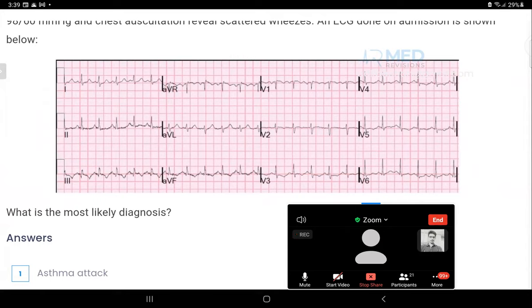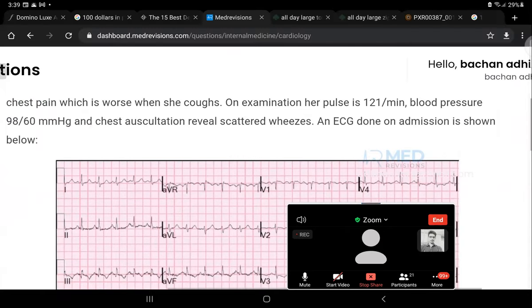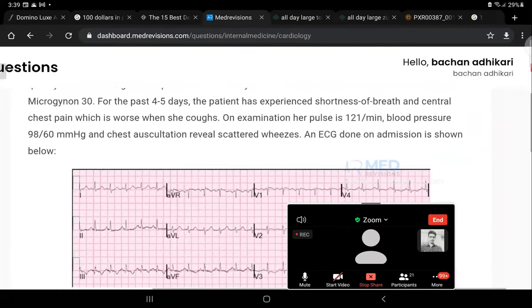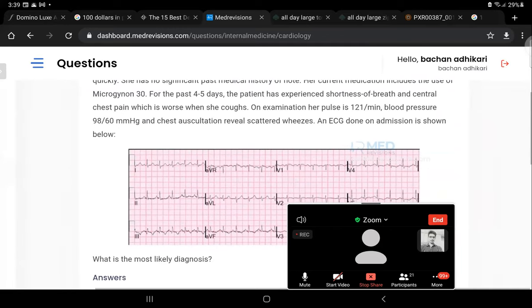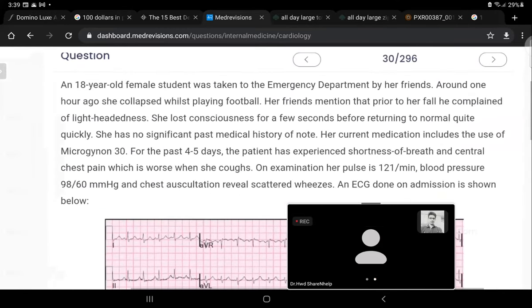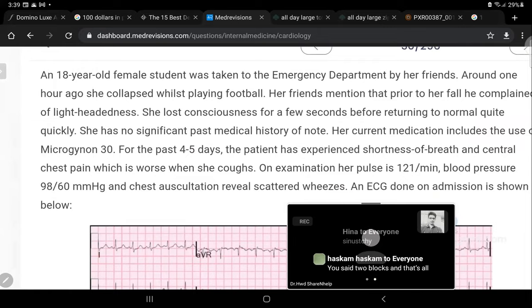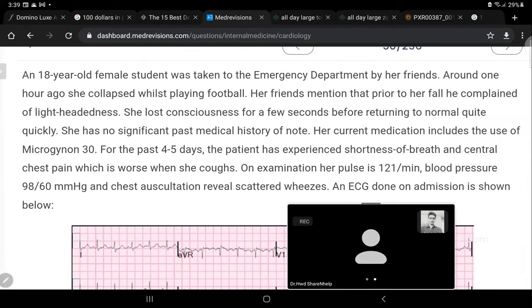No idea? All right, let's read the question. This one says that there is an 18-year-old female student, too young, right? 18-year-old female student. Around 1 hour ago, she collapsed while playing football. Okay, what about two blocks? Could you elaborate that? Let's just read the question first.